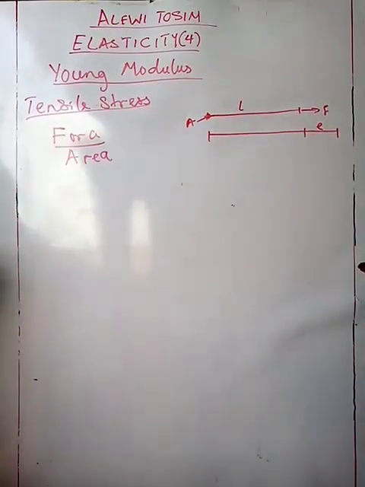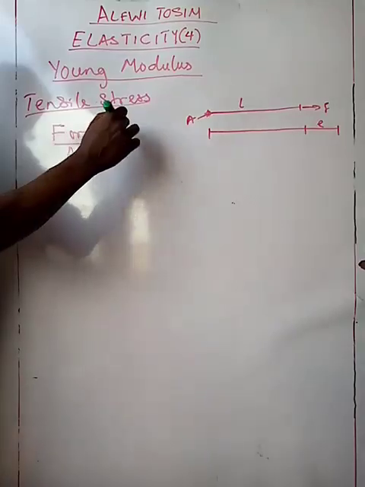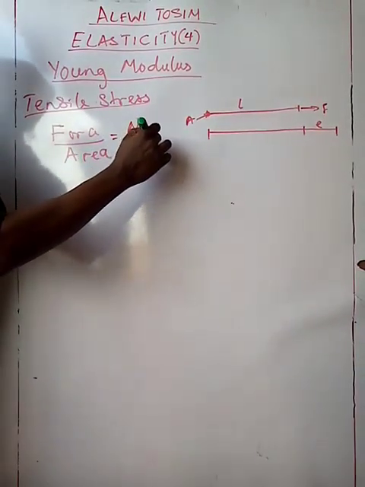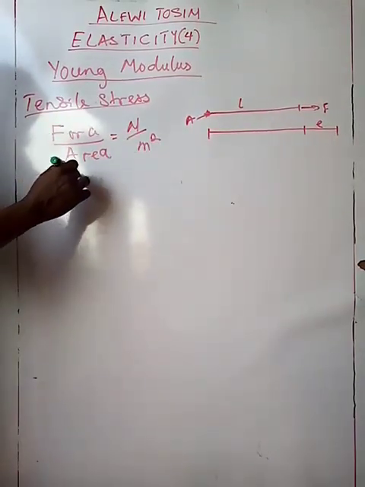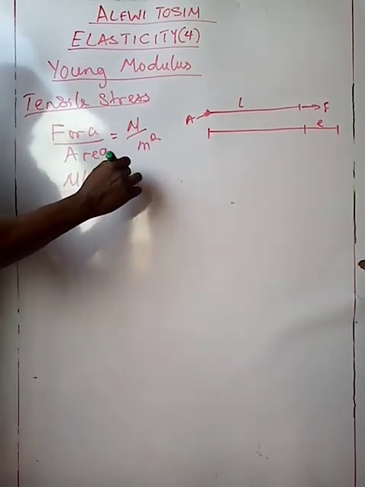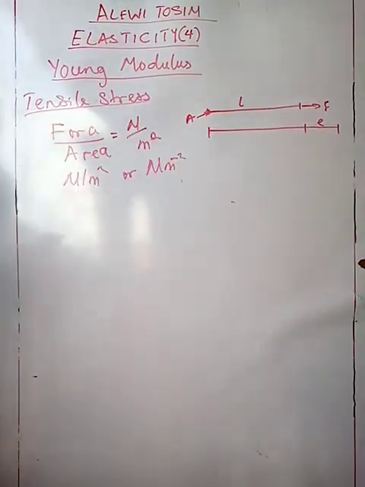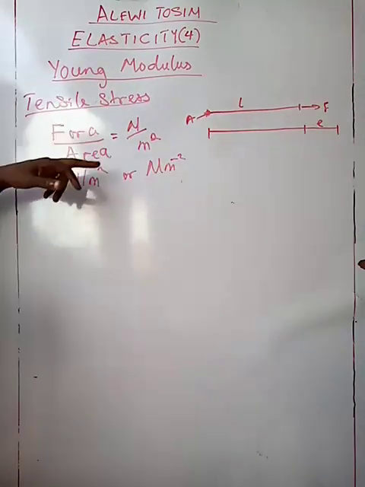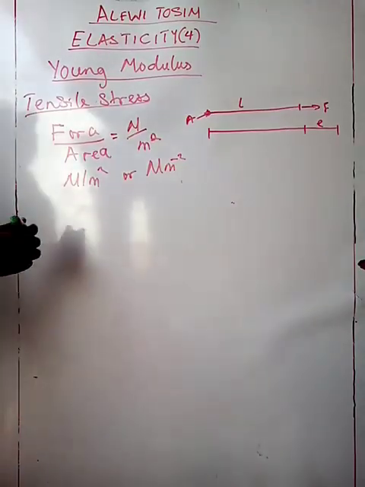So we said that tensile stress is the ratio of force to area. It is measured in Newton per meter square. So the unit for tensile stress is Newton per meter square. It can also be written this way. That's the unit for tensile stress. So we need to know what tensile stress is: the ratio of force to area.